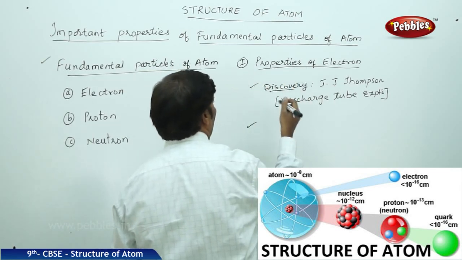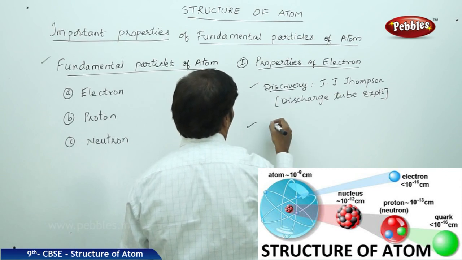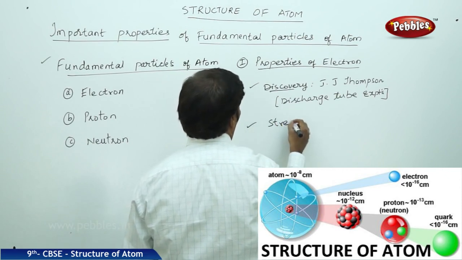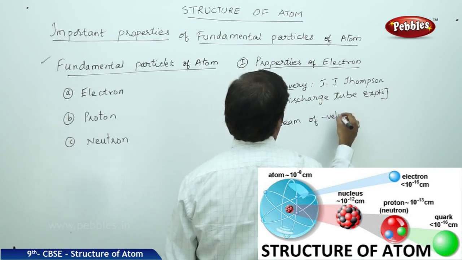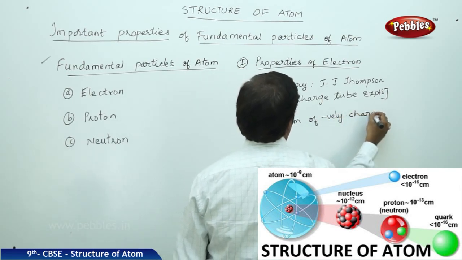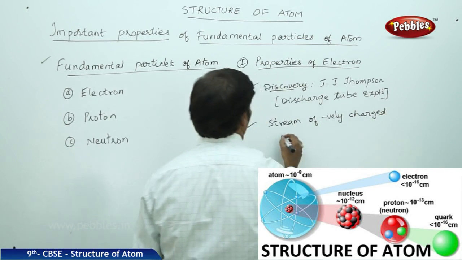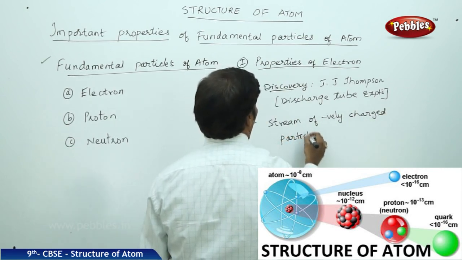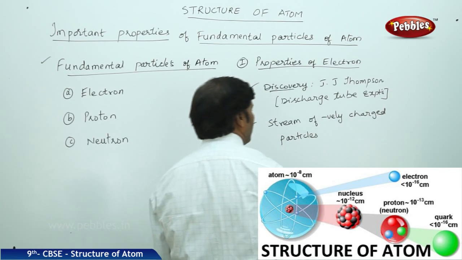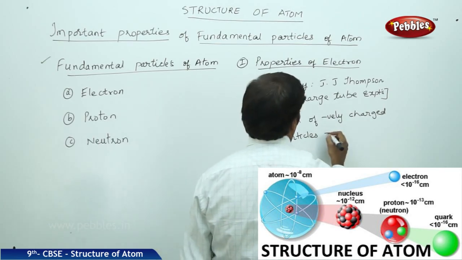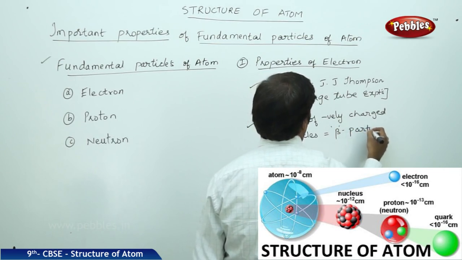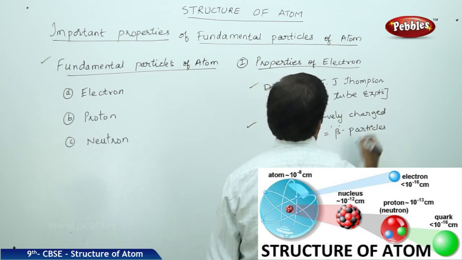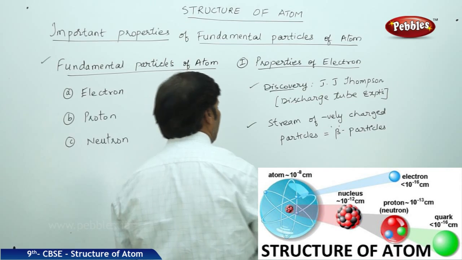Second point: what are these electrons? These electrons are actually a stream of negatively charged particles, called beta particles.